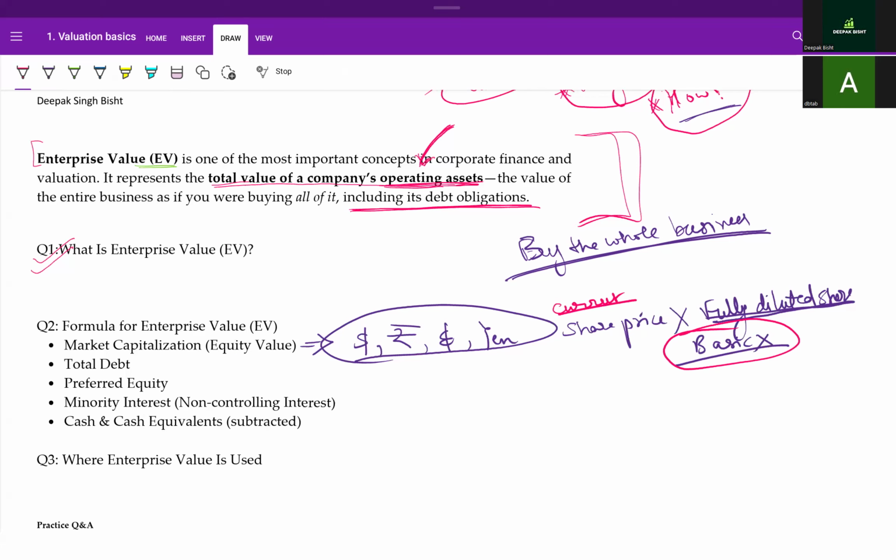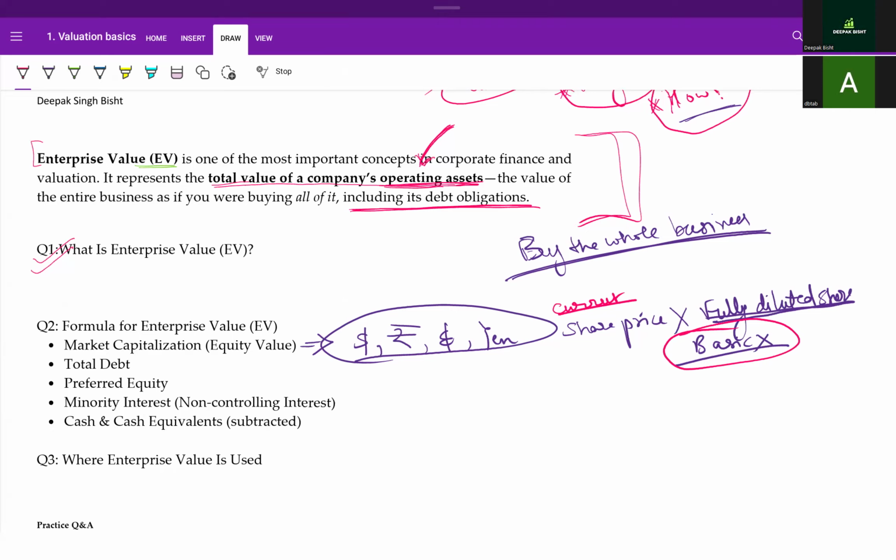So the basic shares. And after that, before going to the debt part, let's understand. Okay, just give me a moment.